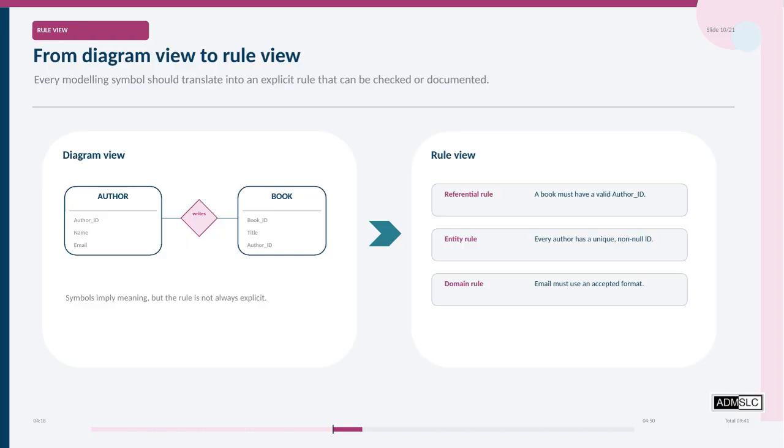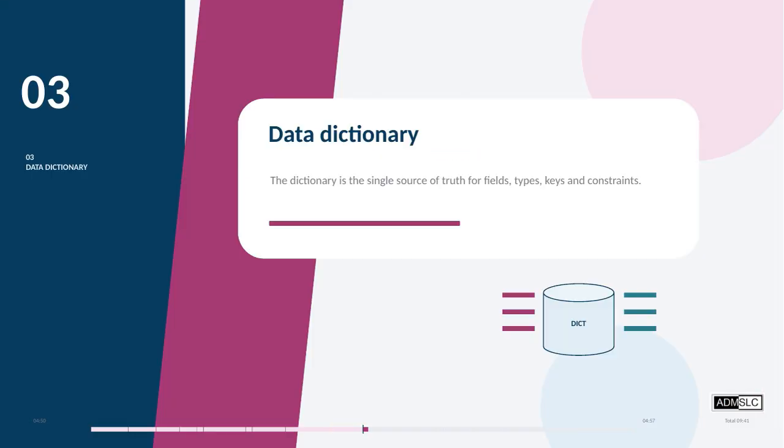So your job this week is basically to extract all of those visual implications from your diagram and write them out explicitly as formal rules. Okay, on to Section 3, Building the Data Dictionary, which becomes your single source of truth.